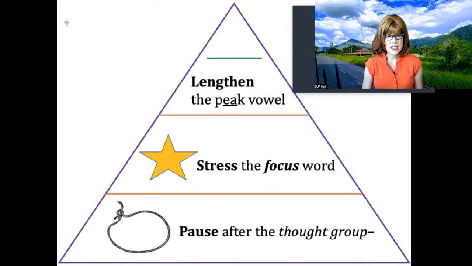I'll end with that visual. Put it into your mind so that you will automatically know what are those three steps that are going to help you speak slower and clearly. Pause after each thought group. Stress to highlight the focus word within that thought group. And lengthen the peak vowel sound. That's how you're going to stress the focus words.